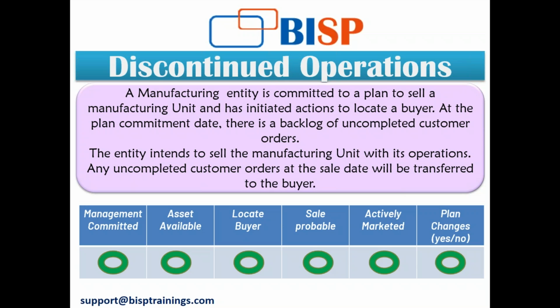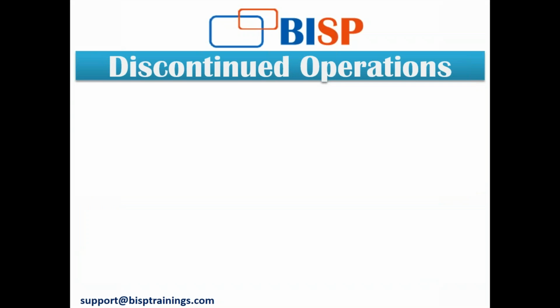The manufacturing unit will be under the discontinued operation as per IFRS 5, and all the IFRS 5 compliance requirements will apply to that discontinued operation. Presentation, disclosure, measurement, whatever the requirements are as per IFRS 5, will be complied with for this discontinued operational unit.